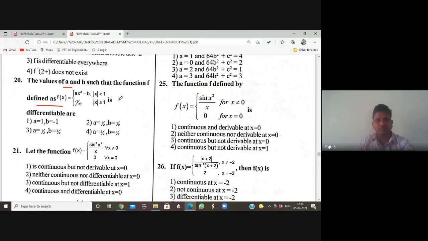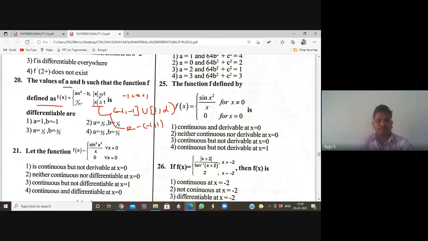It is differentiable. So modulus x lesser than 1 means minus 1 lesser than x lesser than 1. Modulus x greater than or equal to 1 means minus infinity to minus 1 closed, union, closed 1 to infinity. This is the meaning of modulus x greater than or equal to 1, lesser than 1. We may write it these three ways. I already explained. It is differentiable, as given.